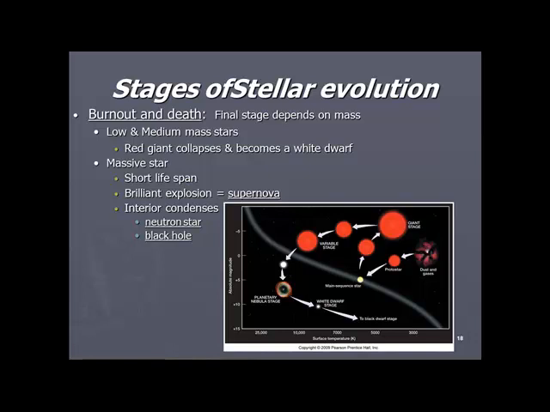If you have an average star, either low or medium mass, that's when the star will collapse on itself and it becomes what's known as the white dwarf, which we already talked about. But very massive stars have so much energy, but they also burn out so quickly that they have a short lifespan. They'll burn out in what's called a supernova explosion. A supernova explosion will end up resulting in the interior condensing. As it condenses, we get one of two outcomes, either a neutron star or a black hole.